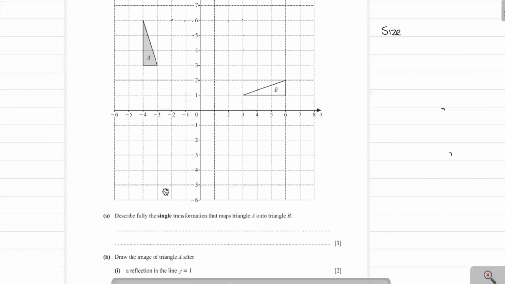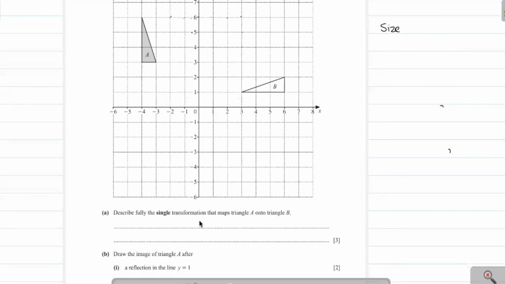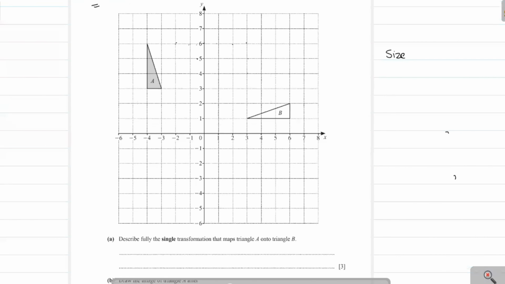Question number 3, part A, describe fully the single transformation that maps A onto B. Now firstly we see the size of the image. The size is the same. If the size is different, this will be an enlargement. Next we will see the drag. This figure is drag or not drag. You see here this is not drag.